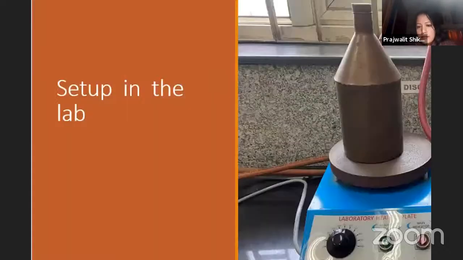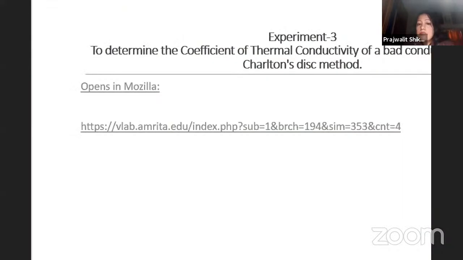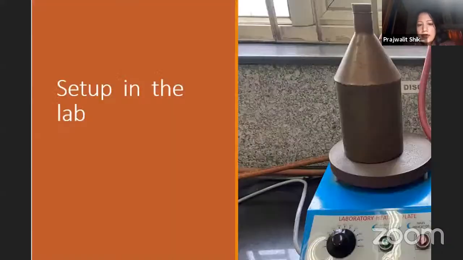So the next experiment is this Lee-Charlton's disk method. As I told you, this will not open in Chrome, so you can try another browser. And if you want to work with it, please do not update it. Click the updation off so that you can continue working with it, because if you update it, it may not work in the new browser as well.